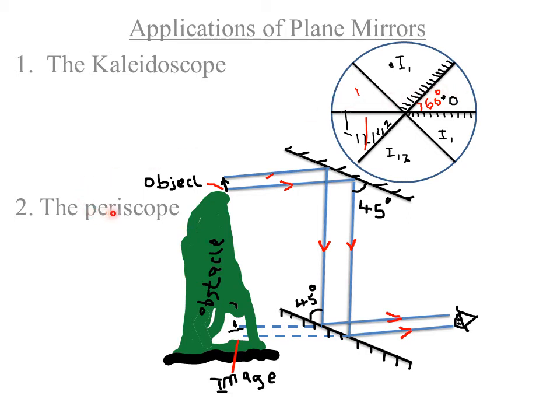Then lastly we look at what we call a periscope. Now what is a periscope? A periscope is an instrument used to view objects above obstacles. It is used in submarines and also to watch over crowds. So that is its application. You can be asked to state one application of a periscope in real life situations. So you say a periscope is used in submarines and also to watch over crowds.